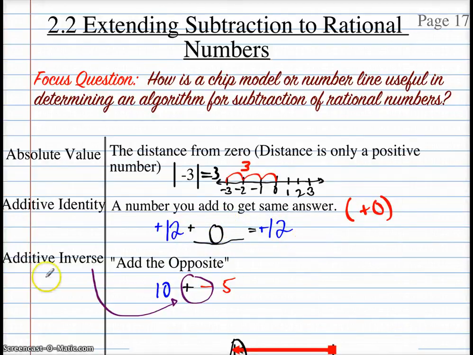Okay, and additive inverse is where you add the opposite. So additive inverse means if I have 10 plus -5, this plus negative, that's my additive inverse. Okay, adding the opposite.